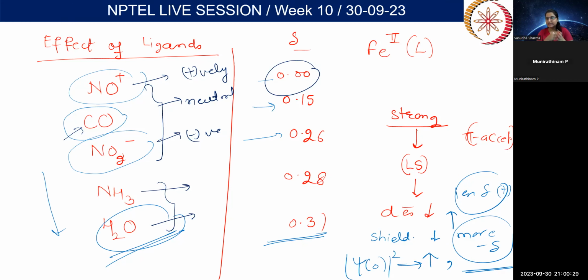And where we have pi acceptors, one is positively charged, one is neutral, other is negatively charged. The negatively charged one will already have electrons, so it will not prefer to take up the d electrons, and therefore the accepting power would be less, and a more positive delta would be observed. Whereas in the NO positive case, it is deficient. It will take up the d electrons from the metal. When it is taking them up, it will increase the negative delta value. So this way we can see the effect of the ligands. So is this concept clear?